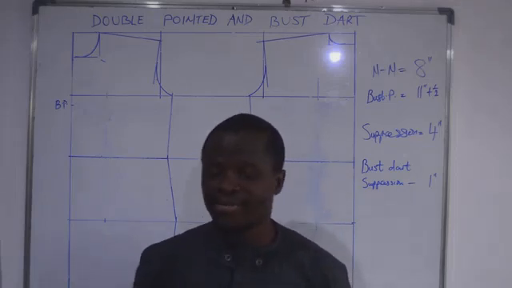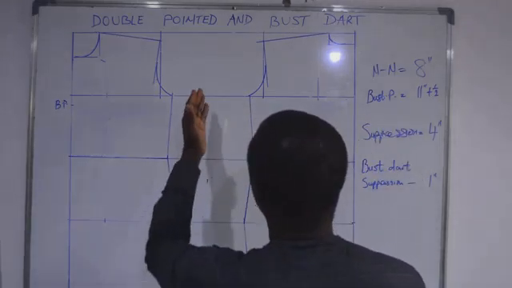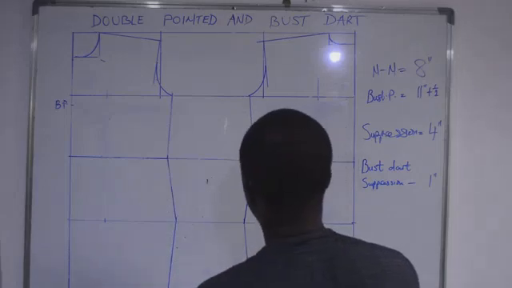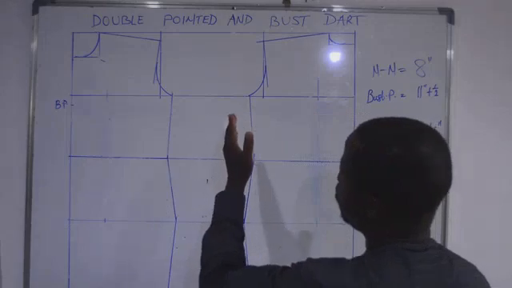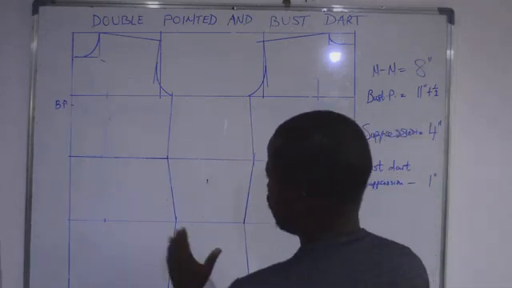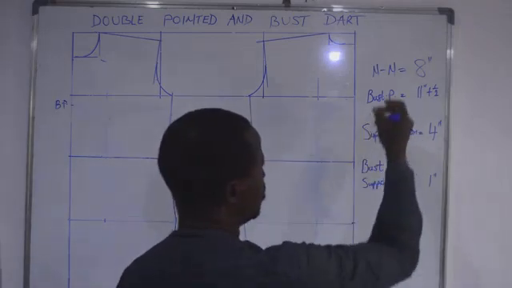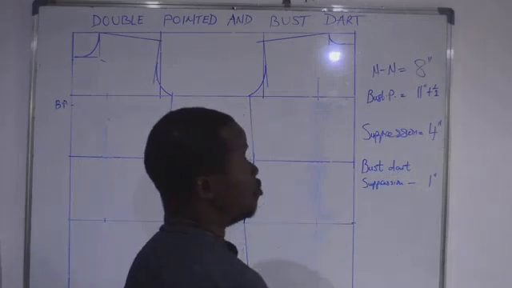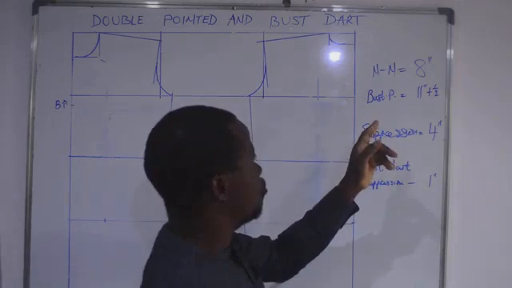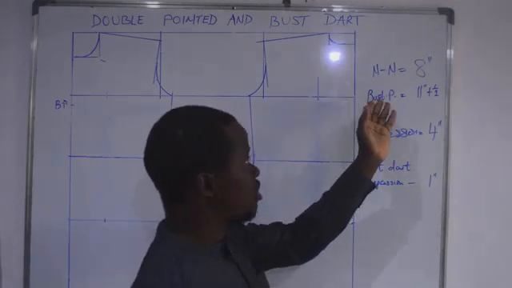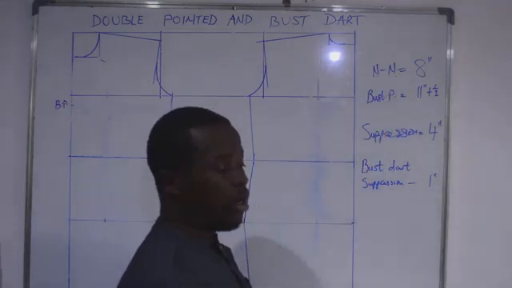My name is Wally. Today we are going to be talking about how to construct a double pointed dart and a burst dart. For you to be able to construct a double pointed and a burst dart, you need to get your pattern ready, and having gotten that ready, you need to get all the measurements that you need also ready. The first thing you need to consider after you've gotten the pattern ready is the nipple to nipple measurements.